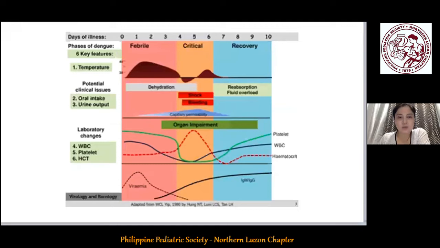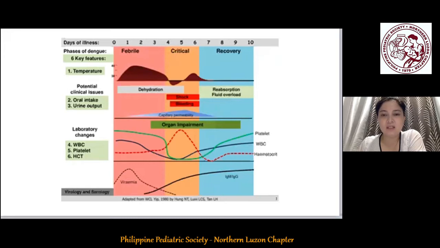So this slide shows you the phases of dengue illness and the expected laboratory changes. During the febrile phase, you will see a downtrend or decreasing level of your WBC and platelet and increasing level of your hematocrit. Patient may experience poor oral intake, thus dehydration and inadequate urine output are noted. And during the critical phase, defervescence occurs with increased hematocrit level. It is at this phase where shock occurs because of significant vascular permeability. And during the recovery phase, there is clinical improvement and laboratory values stabilize.